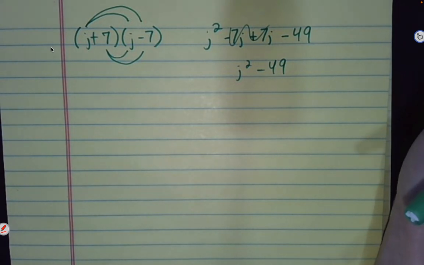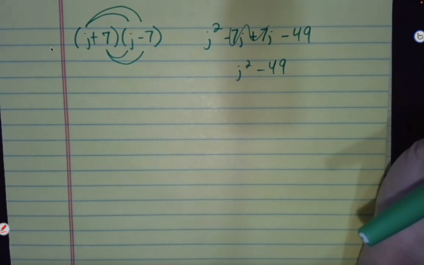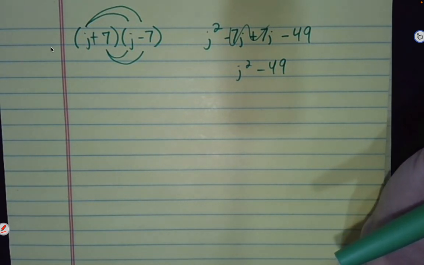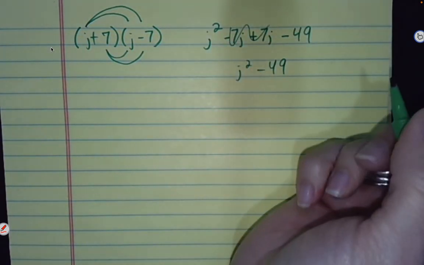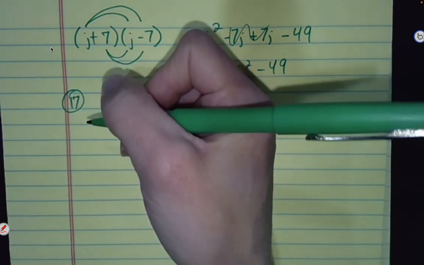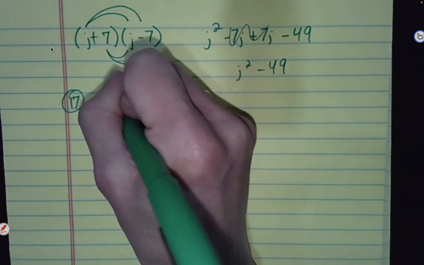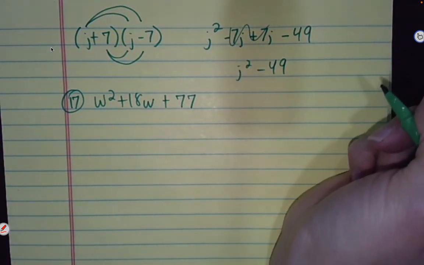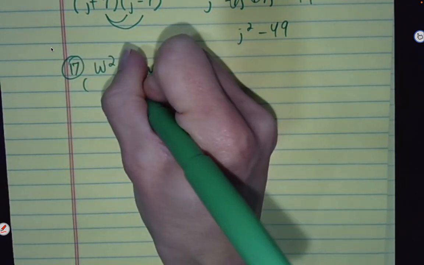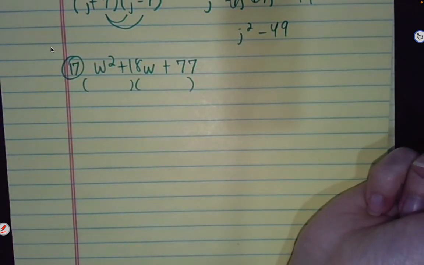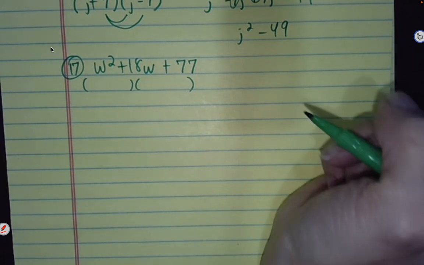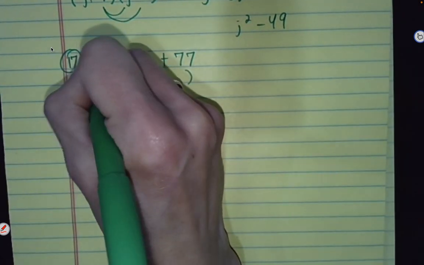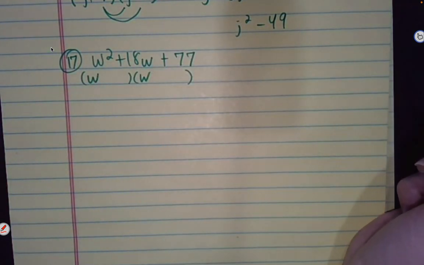Okay? Now we're going to start factoring. Are we ready? The first few aren't so bad. Okay? We're not doing granny glasses yet. So we're on number 17, and we have w squared plus 18w plus 77. So what do I do to factor this one? I put my 2 parentheses. I can do that because there's not a number out front, right? So what goes at the front of the parentheses? Yeah, w, w. What am I going to find factors of?